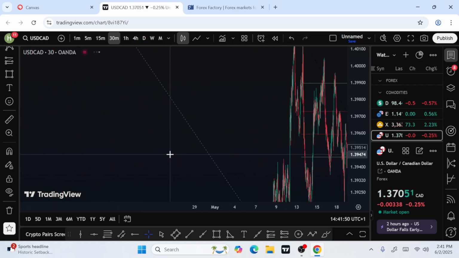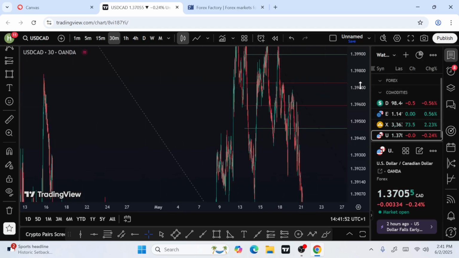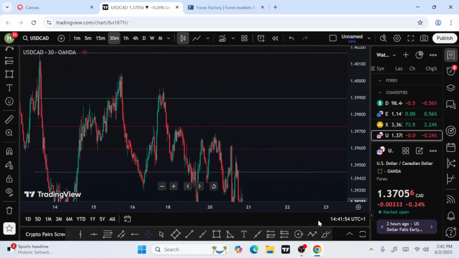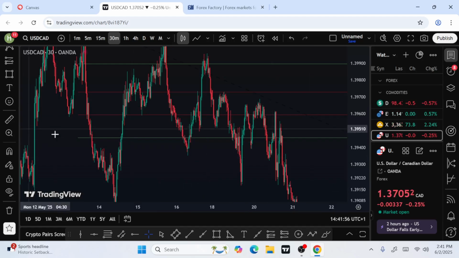If you reduce it, you will not be able to see the candles, but you will know what the lines are. Do you get it now? This is your 38.2. This is your what? 50. This is your what? 61.8. This is your what? 76.4.